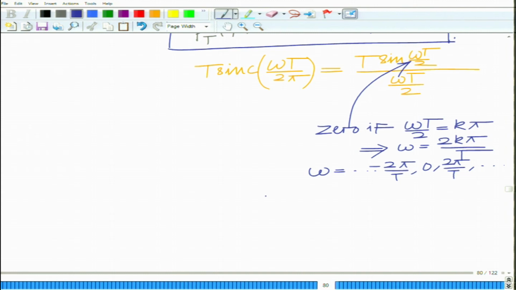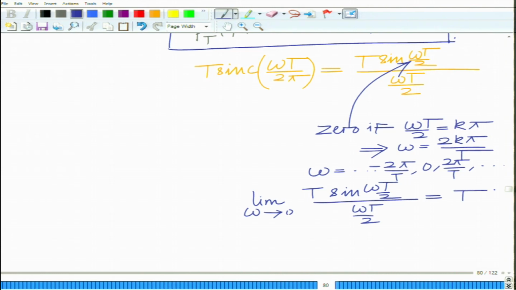Okay. And remember, you can check that the limit as omega tends to 0 of sin omega t by 2 over omega t by 2 is equal to 1, so at omega equal to 0, this is t. So, this t sinc omega t over 2 pi has magnitude t at omega equal to 0, and it is 0 at every integer multiple of 2 pi over t, where t is the width of the pulse.